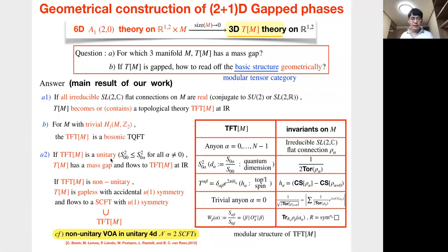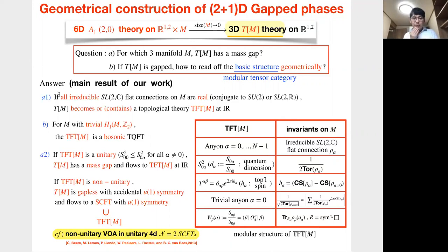But in some cases, surprisingly, the resulting topological field theory is non-unitary. If you compute this S matrix, it violates these conditions. Then our interpretation is that this T[M] theory actually flows to a CFT with an accidental U(1) symmetry, a CFT with U(1) flavor symmetry. And this non-unitary topological phase appears as a subset of these unitary CFTs. This is somewhat similar to the appearance of a non-unitary VOA as a subset in the unitary N=2 CFTs.